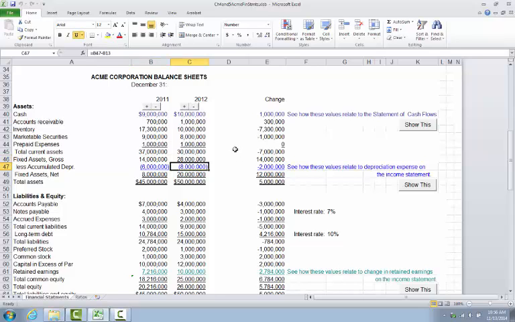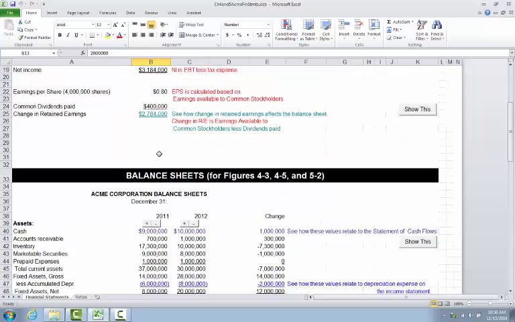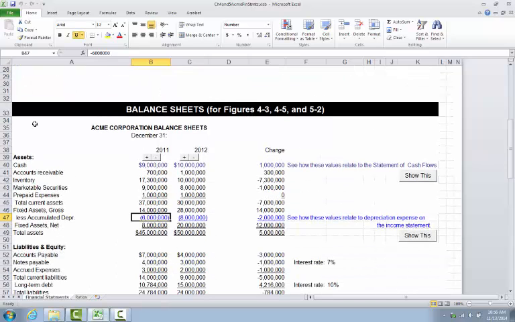Here's our accumulated depreciation. Again, note the blue. So there's a connection here. This line is called accumulated depreciation. It has the word depreciation in it. So it's clearly related to depreciation expense on the income statement, but it's not exactly the same thing. So through the end of 2011, we had accumulated $6 million worth of depreciation throughout the history of the firm for assets that were still being carried on the company's books.